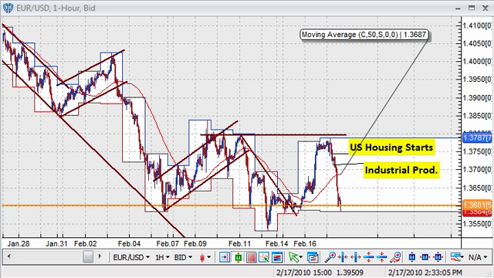Also, rising US Treasury yields in the wake of the economic data added more pressure on the yen and the euro by making dollar-denominated assets more attractive.